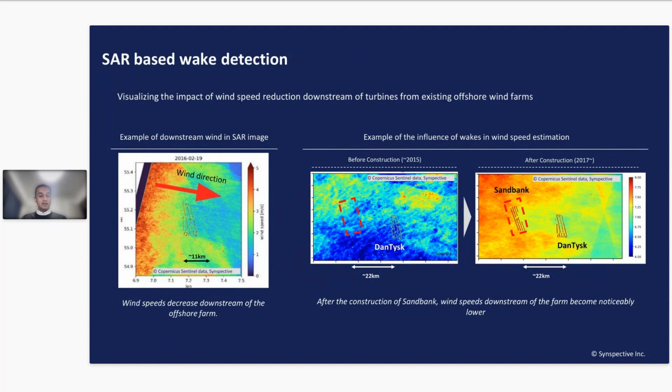2017. So if you look at the image of 2015, there is no clearly visible wake trend or any reduction in wind speed trend. But if you look at the analysis result after 2017, downstream of this wind farm called Sandbank, you can clearly see the reduction in wind speed. This is because of the wake effect, and we are able to detect this using our algorithms.